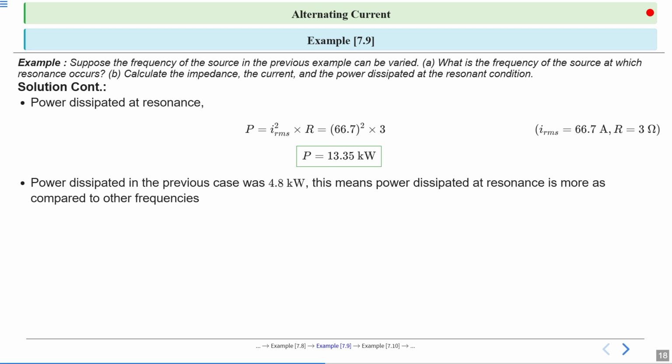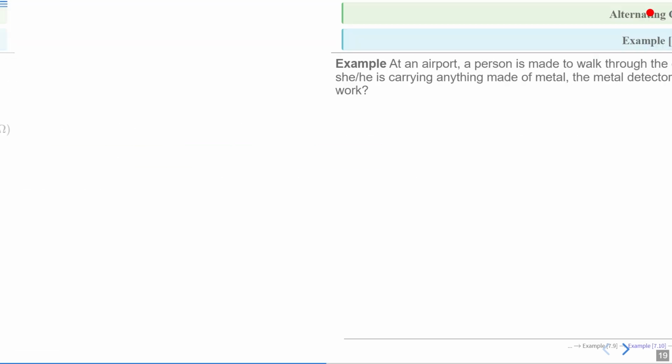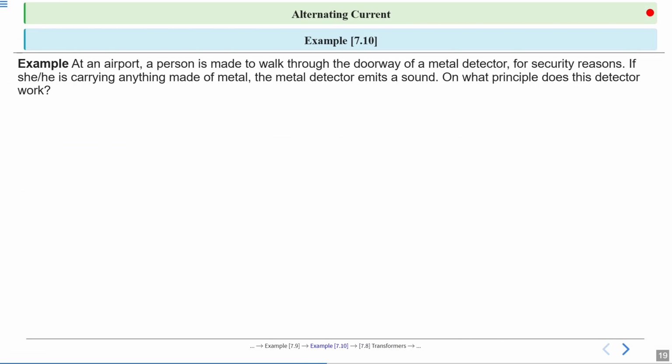So in the previous case, when there was no resonance, the power dissipated was 4.8 kilowatt in the previous question. This means the power dissipated at resonance is more as compared to the other frequencies. Okay, and we have also discussed that the power dissipated at resonance is maximum. Now, next example 7.10.